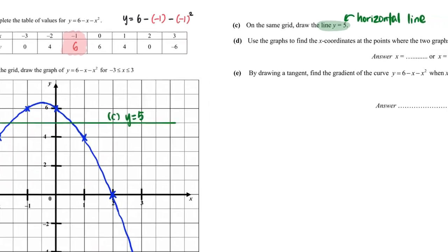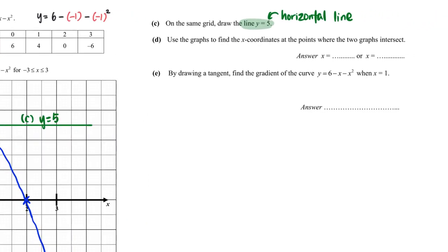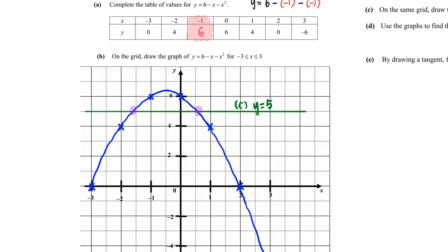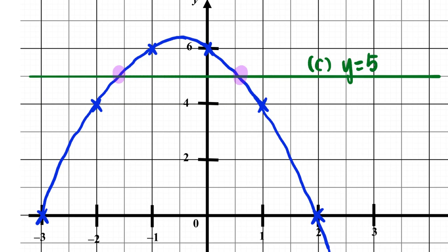Done. Part D, use the graph that you have plotted to find the x coordinate where the two graphs intersect, which will be here and here, and therefore I will be able to get the x coordinate. Let's just zoom in, and you'll be able to get the answer pretty fast. Here and here.